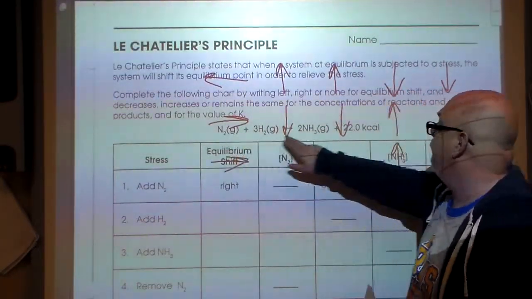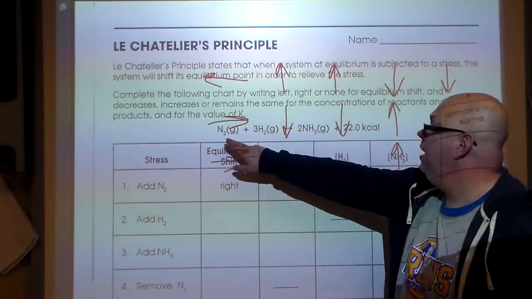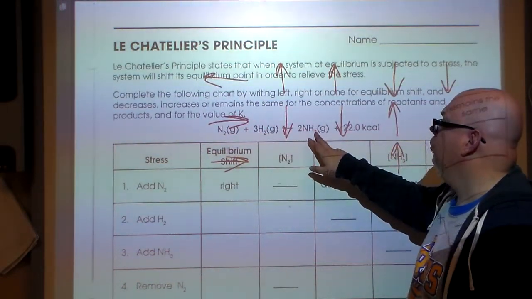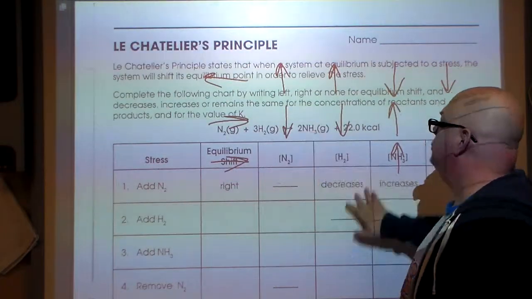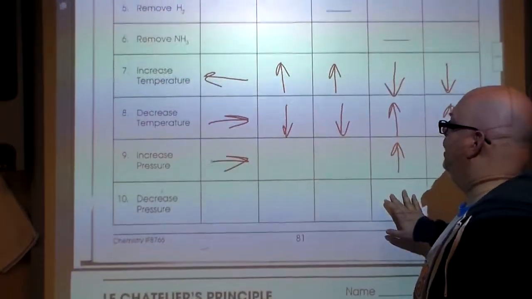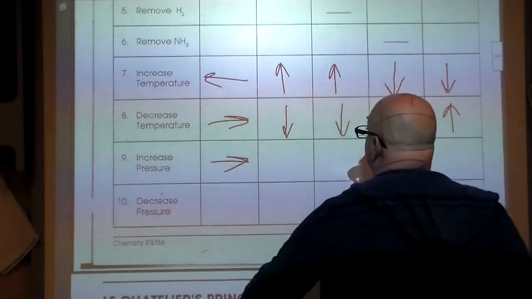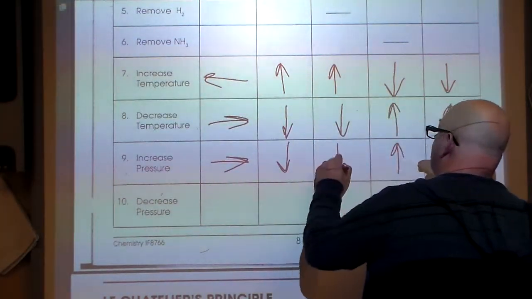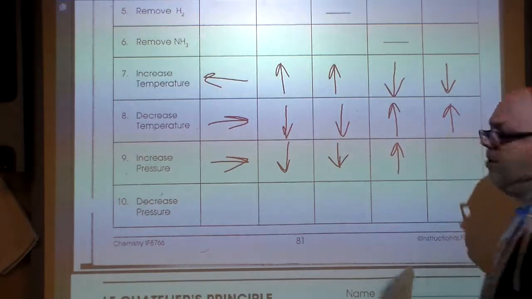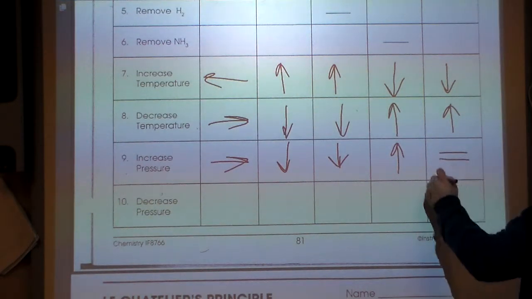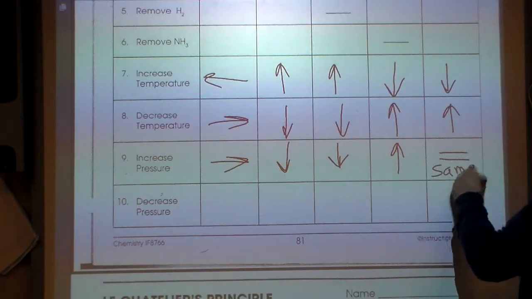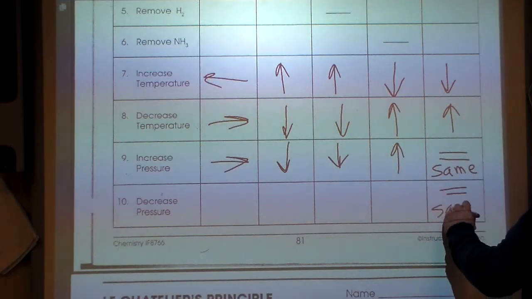If you look at the number of moles of gas here, I've got 1, 2 to 1. Never mind the coefficients. It's 1, 2, 2 to 1. So we've got to work with that. Guess what? Those are going to go down. And what happens to the equilibrium? The equilibrium is the same. And guess what? It's going to be the same down here as well.